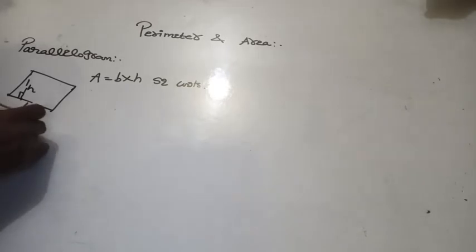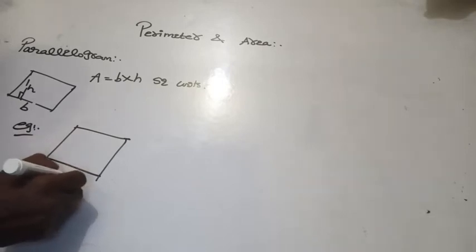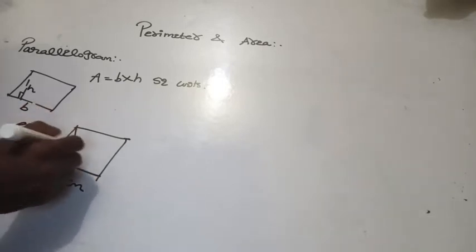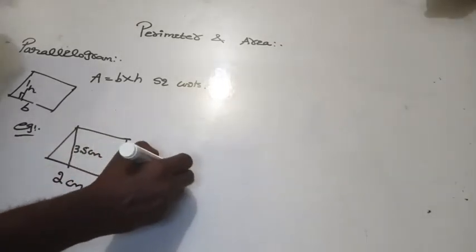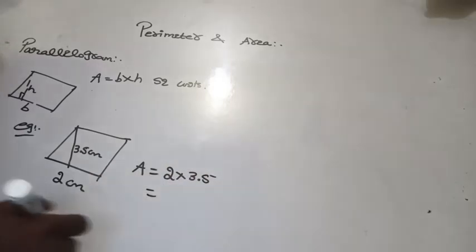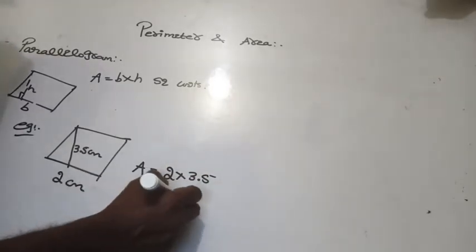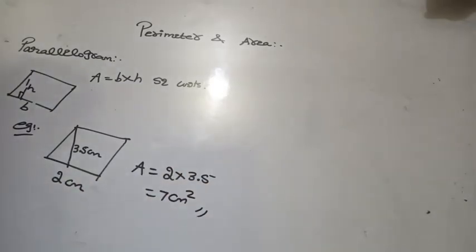For example, the base is given as 2 centimeter, height is given as 3.5 centimeter. Then what will be the area? Area of the parallelogram is nothing but 2 into 3.5. So 2 into 3.5 is 35 2s are 70. You have to correct one decimal place, so 7 centimeter square. It is the area of the parallelogram. So we discussed square, rectangle, triangle, and parallelogram.